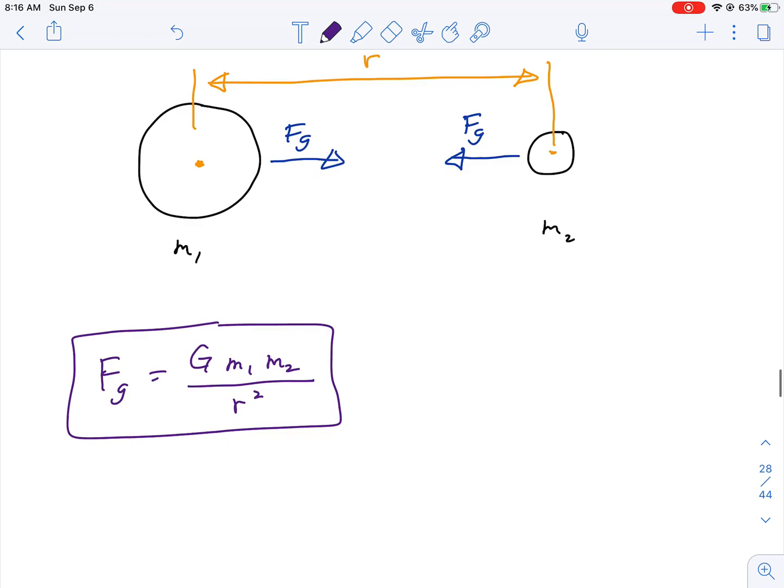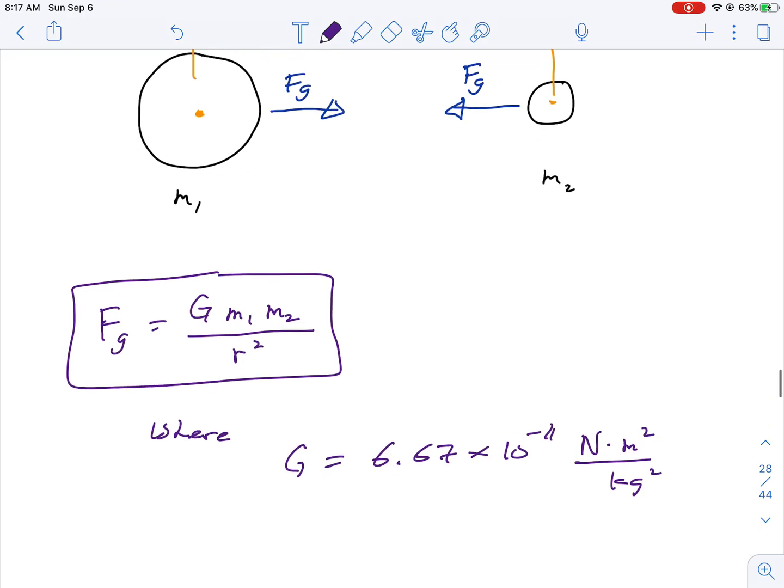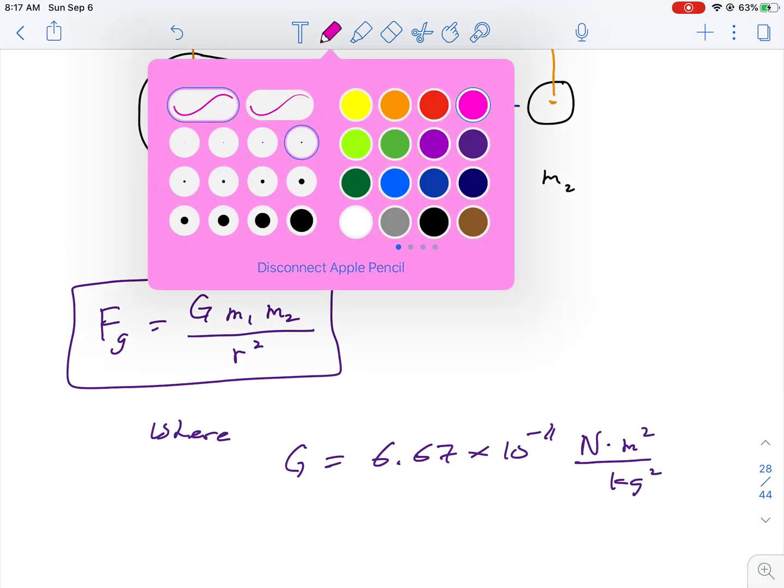And I just want to make a note here underneath, where G, the value for G, which is on the back of your formula sheet, by the way, is 6.67 times 10 to the negative 11. And the units are Newton meters squared per kilogram squared.